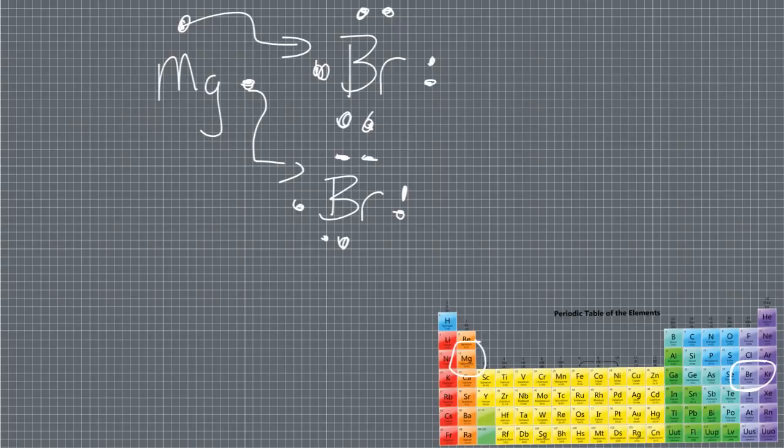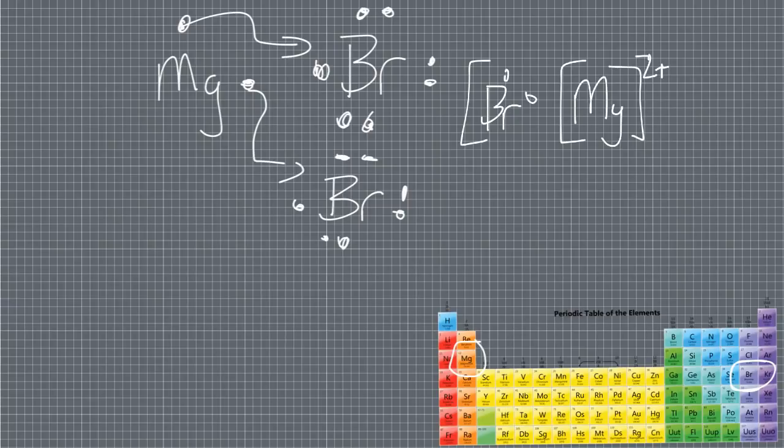Second step is we're going to show the elements with their charges. So we're going to put magnesium in the middle with a bracket around it, and magnesium lost 2 electrons, so now it has a positive 2 charge. And on each side, I'm going to do 1 bromine. 1, 2, 3, 4, 5, 6, 7, 8, and that has a 1 minus charge.